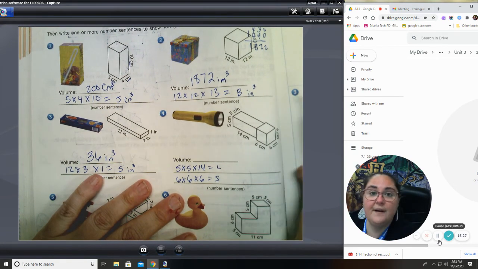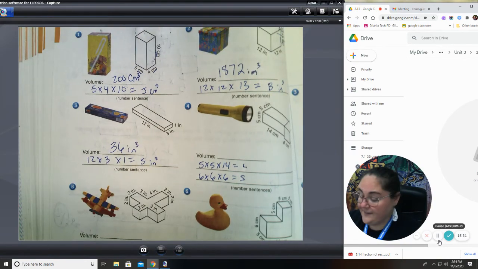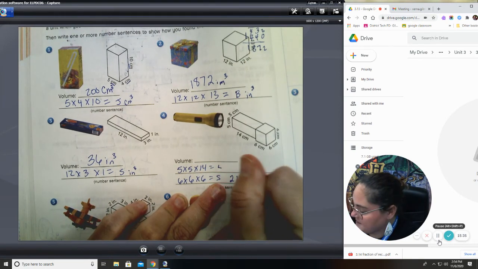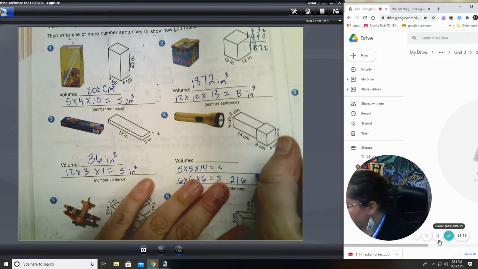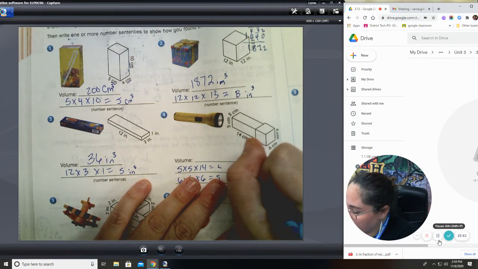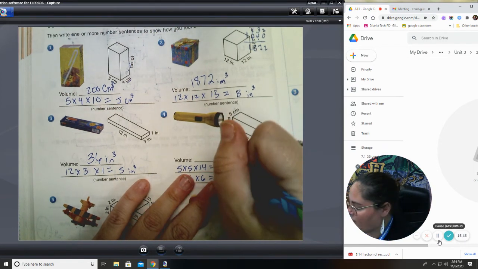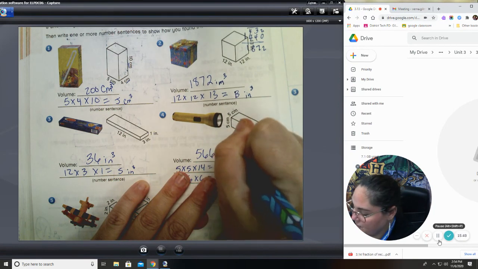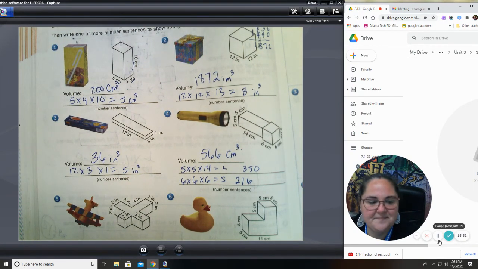Find the volume. What is the total volume of this box? All right, if I do the math, 6 times 6 times 6 is actually going to be 216. 5 times 5 is 25. Times 14, my answer is going to be 350. Add those together, and my total answer is 566 centimeters cubed. That's how we would do that problem.